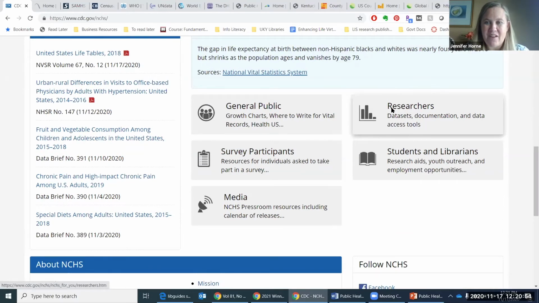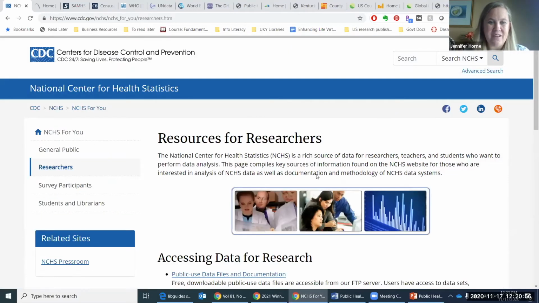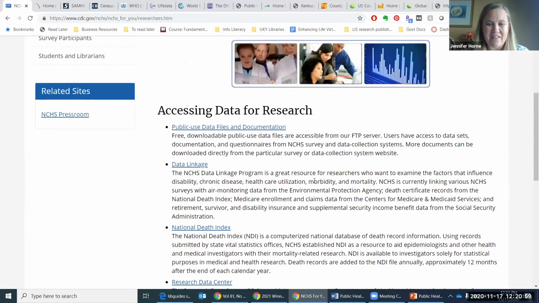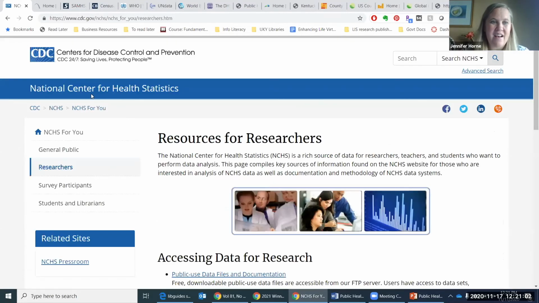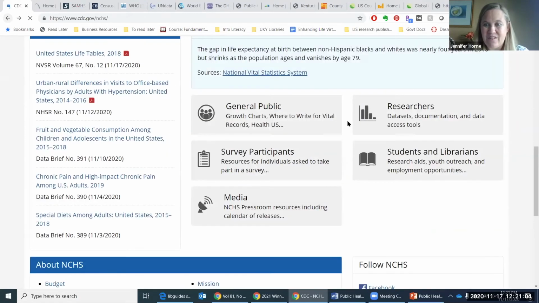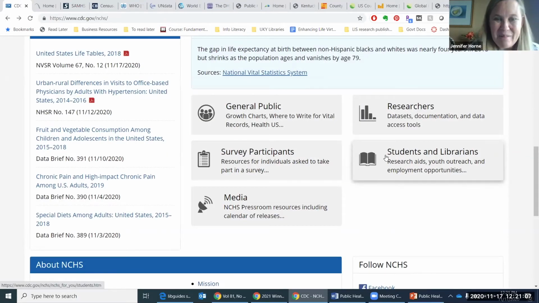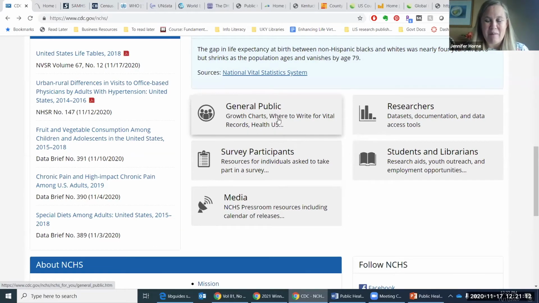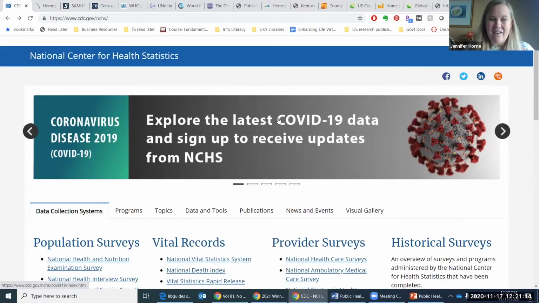If you look at resources for researchers, they talk about the different data sets. You can also see resources for students and librarians, which might be in plainer English than what they have for researchers. Same thing with the general public. Government agencies have a responsibility to share their information with the citizens, and so I think they do a really good job of explaining what these surveys are and what they're collecting, in addition to providing data sets for people to do really kind of advanced research.